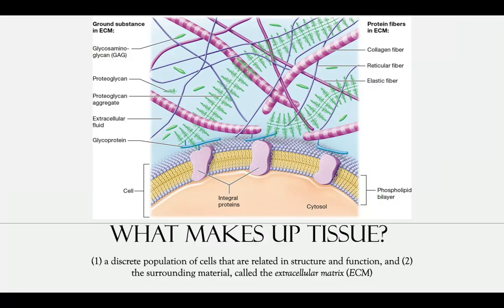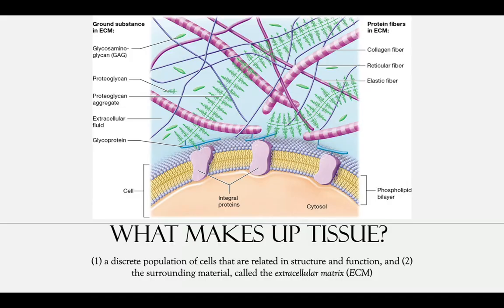Now, the second thing that makes up a tissue that we haven't really discussed yet is something called the extracellular matrix. And this is oftentimes abbreviated with ECM. So we need to understand ECM, extracellular matrix. Okay. And this is sort of just like a surrounding material. I'll be honest with you, it's mostly water. Okay. So if we're looking at this image here, this is ECM. This is the extracellular matrix.